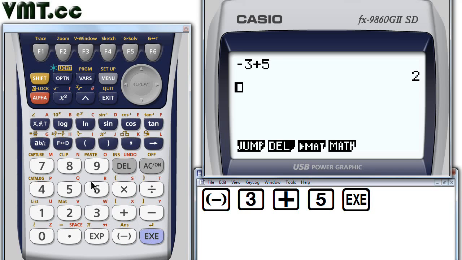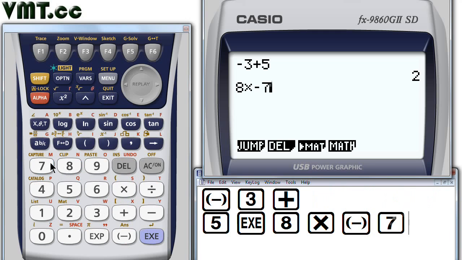Second problem, 8 times negative 7, execute. The answer is negative 56.